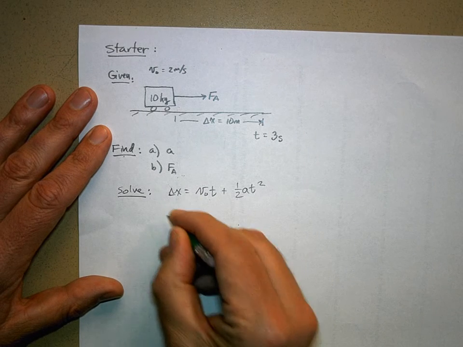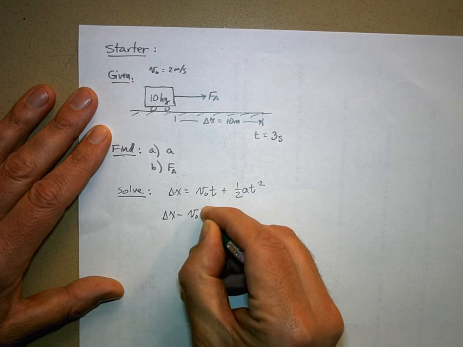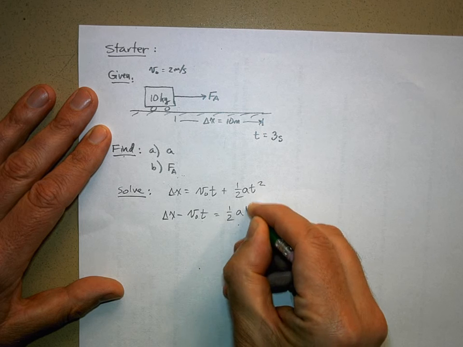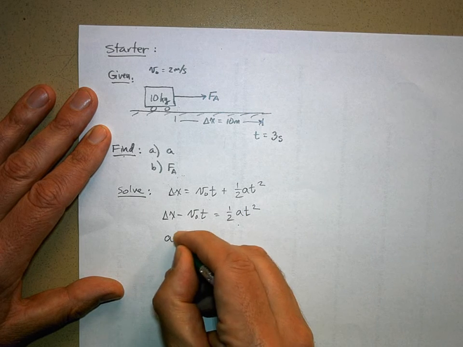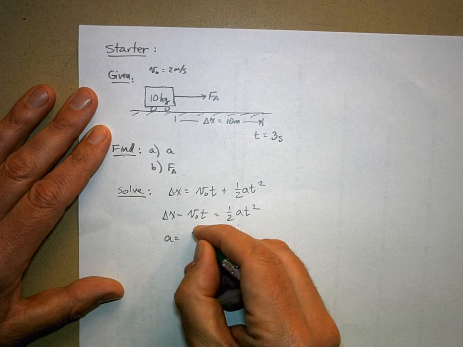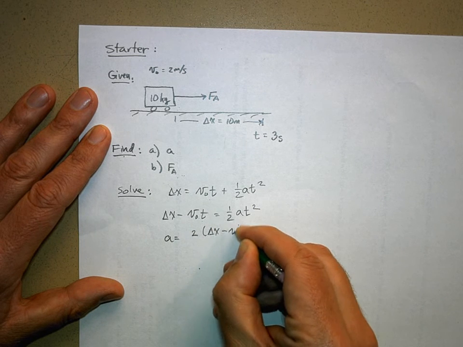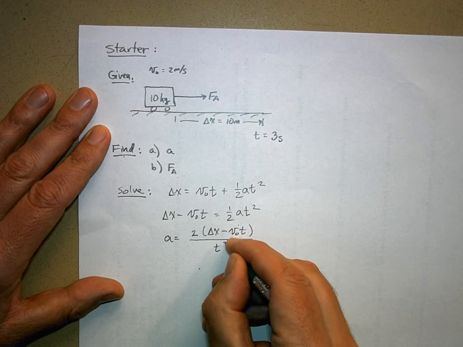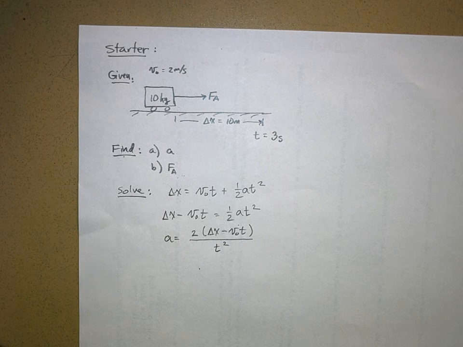So first thing I'm going to do is subtract this to the other side. So this is going to be delta x minus v naught t equals 1/2 a t squared. And now I'm going to solve for a. So a equals 2 times delta x minus v naught t, over t squared. And this is usually what physicists do.